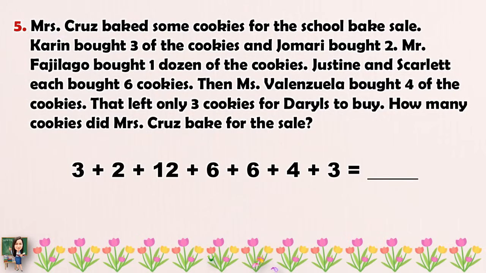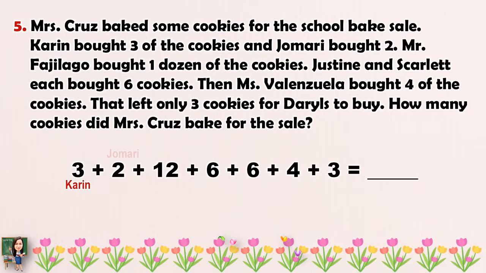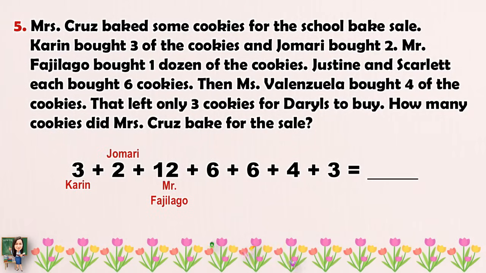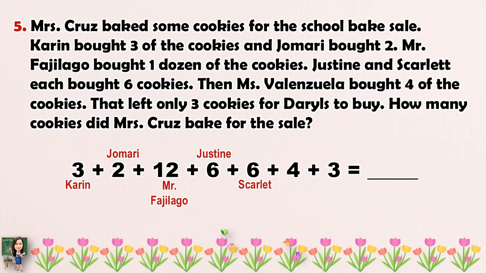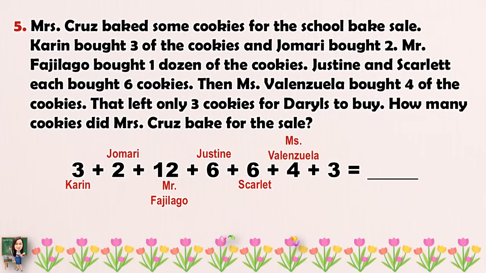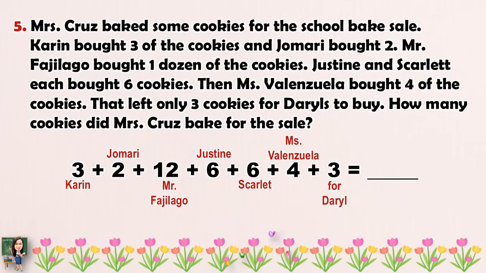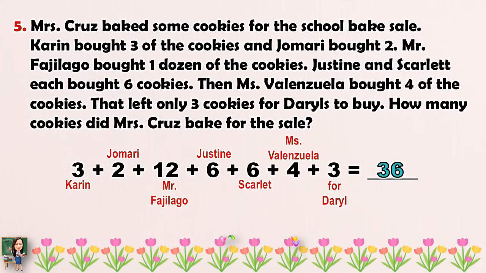Here is the pattern. 3 bought by Karine, plus 2 bought by Jo Marie, plus 12 bought by Mr. Fahilago, plus 6 bought by Justine, plus 6 bought by Scarlett, plus 4 bought by Mrs. Valenzuela, and plus 3 left for Daryl, equals 36. Therefore, Mrs. Cruz baked 36 cookies for the sale.